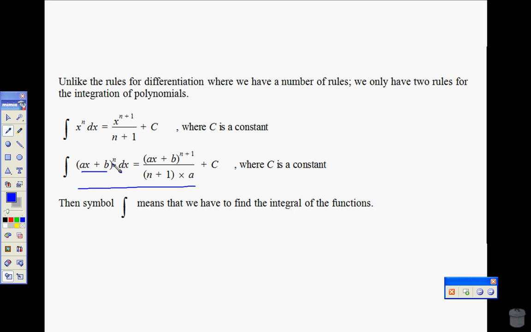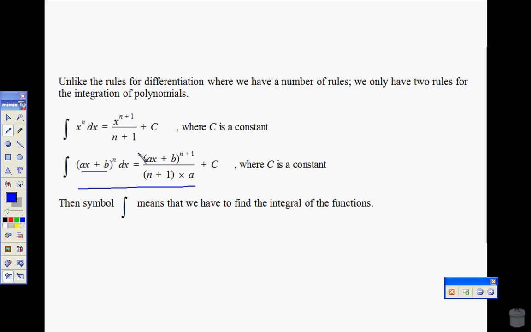So what we need to do is actually use this rule here. So we keep the bracket the same. So the bracket stays the same. We add 1 to the power. And then we divide by the power, but then we also divide by the coefficient of x. So you can see the ax there. We divide by the coefficient of x there, which is the a, so n plus 1 times a. So that's the rule we've got to follow.